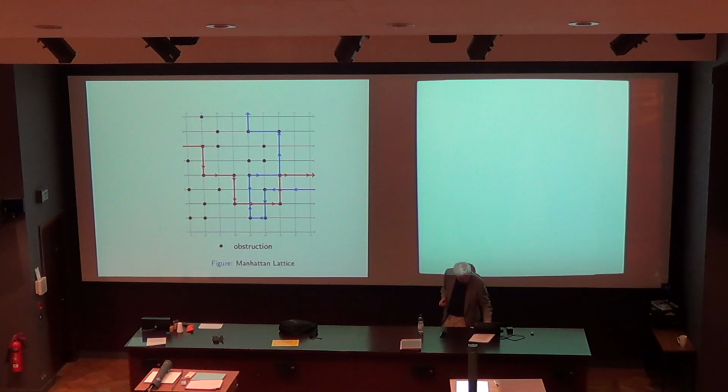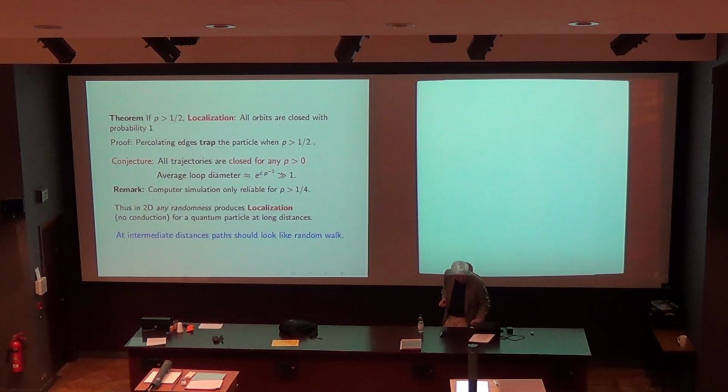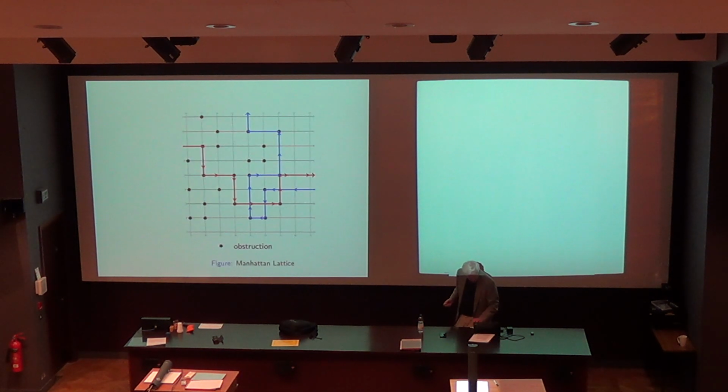So now let me just say what the story is. If the probability of these obstructions is better than 50-50, then I get localization. And this is actually a theorem. It means that all the trajectories, I should call these orbits, they're all closed with probability 1. So if I look back at this picture for a second, if these were more plentiful, I would have a theorem that says these orbits actually come back and form loops. They don't just go on forever.